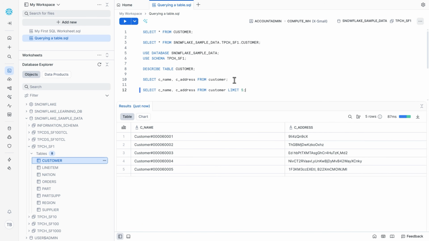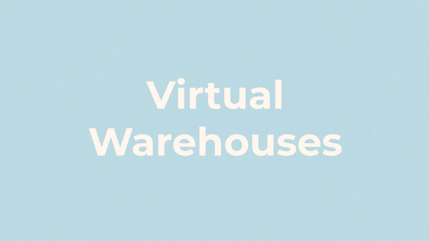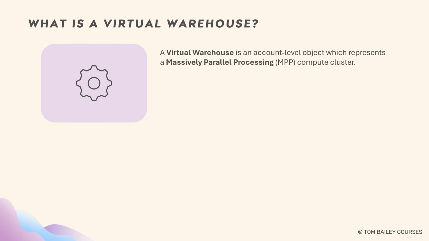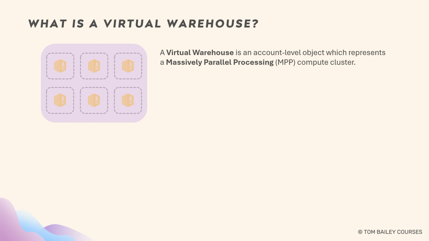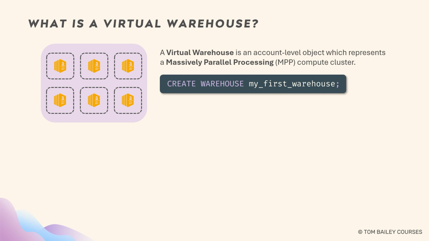Okay, up next we go into more detail on virtual warehouse objects, covering the unique ways they work to convert our SQL text into a result set. A virtual warehouse is an account-level object which represents a massively parallel processing compute cluster that Snowflake manages under the hood. We don't have access to any of the nodes which make up this compute cluster, we only interact with the object in Snowflake. This is the command to create a virtual warehouse object.